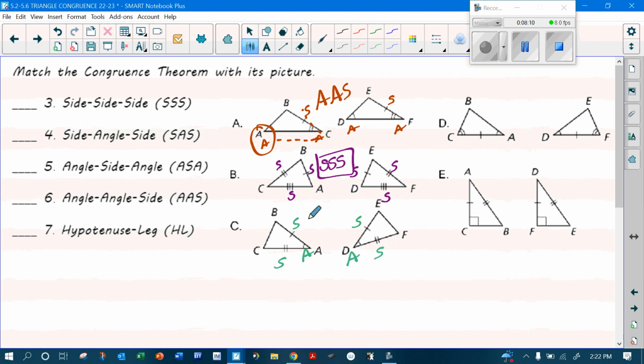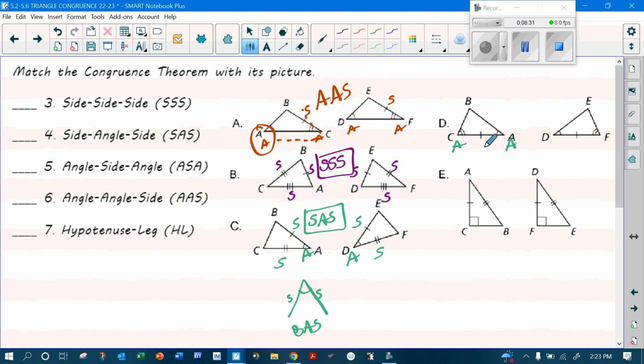All right. So this one is side, angle, side. This one's pretty easy to tell. Basically, if you have 2 sides and the angle that connects them, that's always going to be your side, angle, side. These two are very easy to get confused.